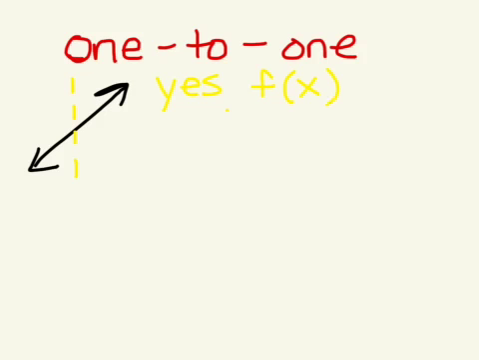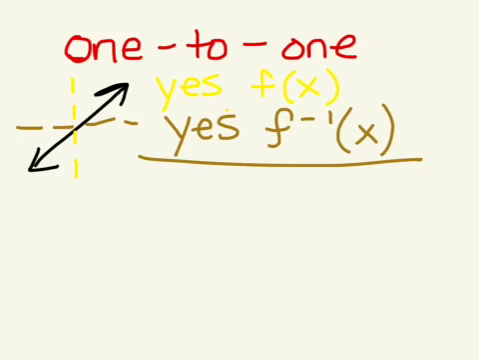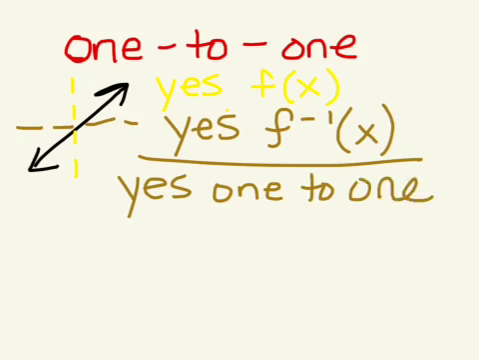If we want to know if the inverse is a function, we draw a horizontal line through it. And if that horizontal line hits only one point, then yes, its inverse is a function. So if the original graph is a function and its inverse is a function, then this is one-to-one. So both of those conditions have to apply.